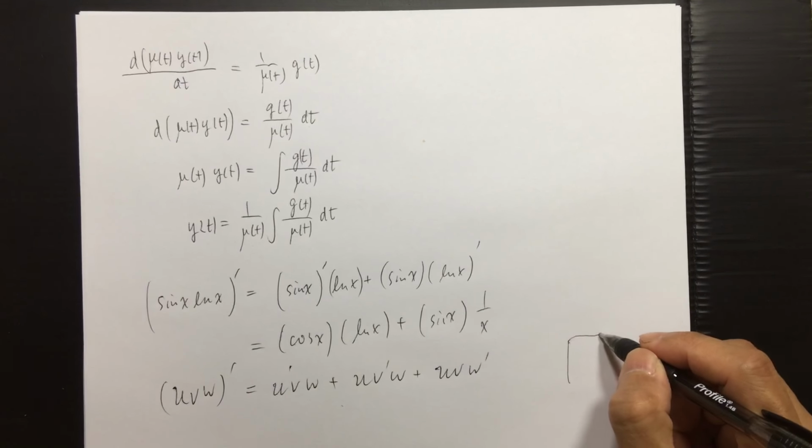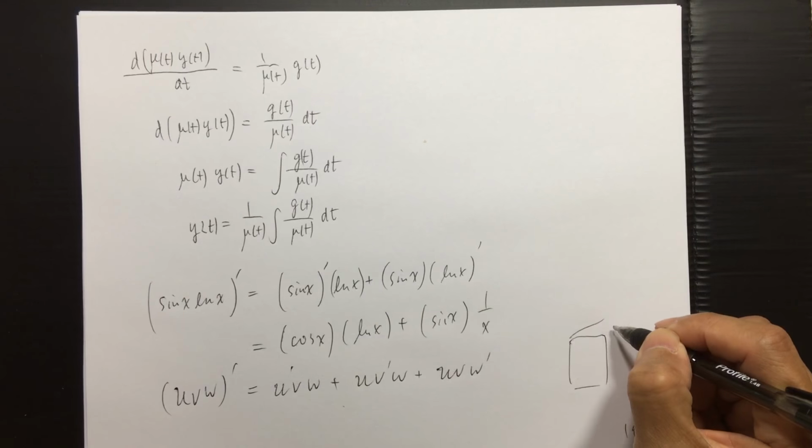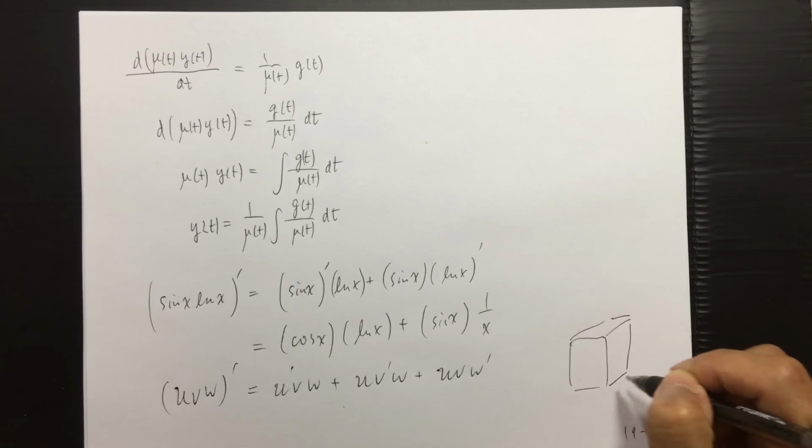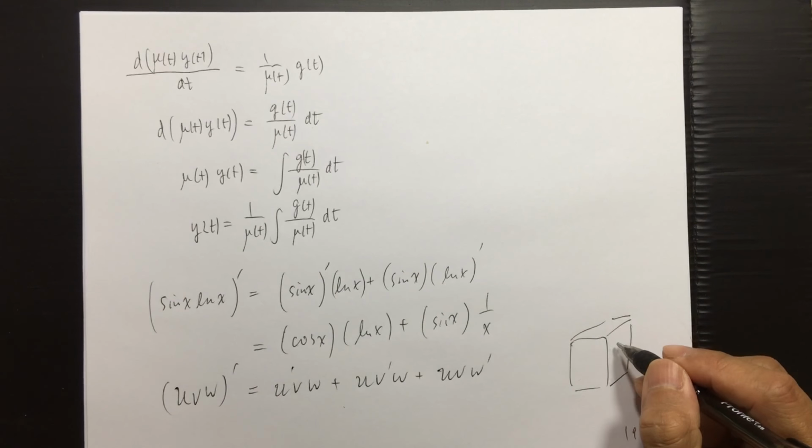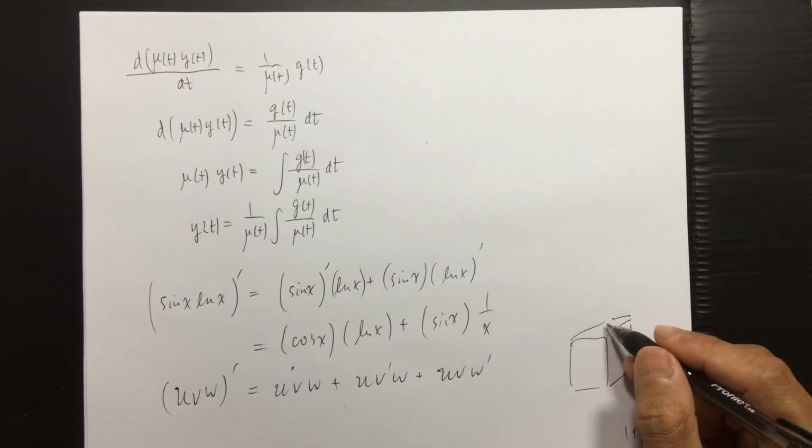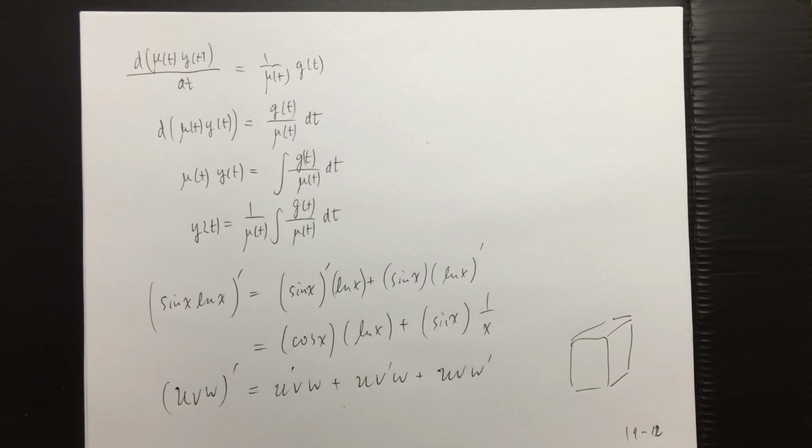Now you have a cube, right? One side is u, one is v, then one is w, and then it goes out a little bit. So you just take one at a time, all three sides. Same idea. This is what we're talking about.